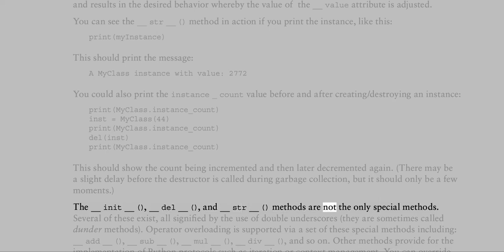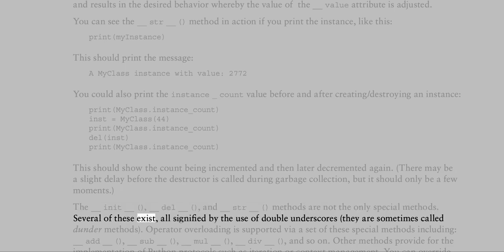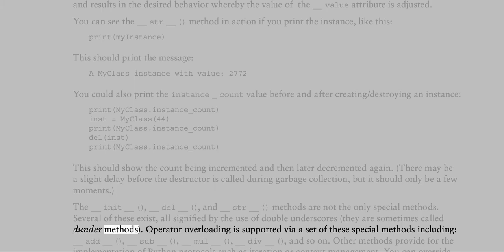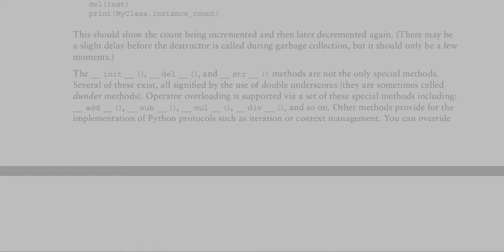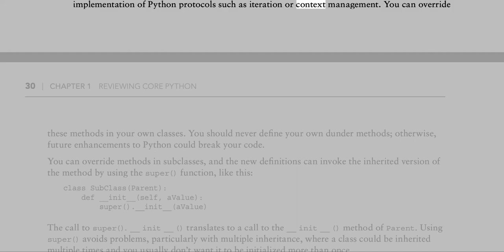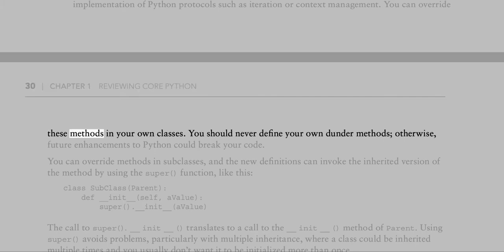The __init__, __del__ and __str__ methods are not the only special methods. Several of these exist, all signified by the use of double underscores. They are sometimes called dunder methods. Operator overloading is supported via a set of these special methods including __add__, __sub__, __mul__, __div__ and so on. Other methods provide for the implementation of Python protocols, such as iteration or context management. You can override these methods in your own classes.